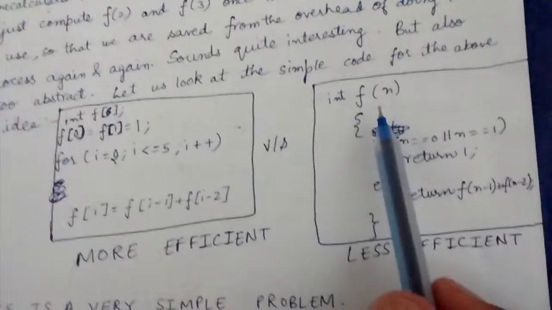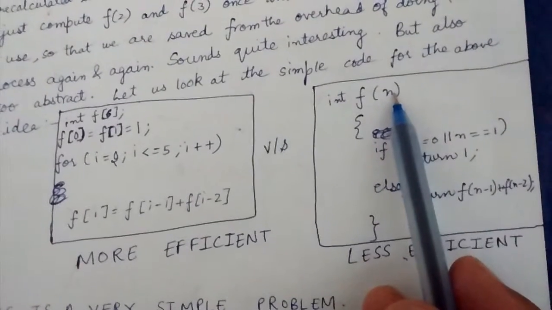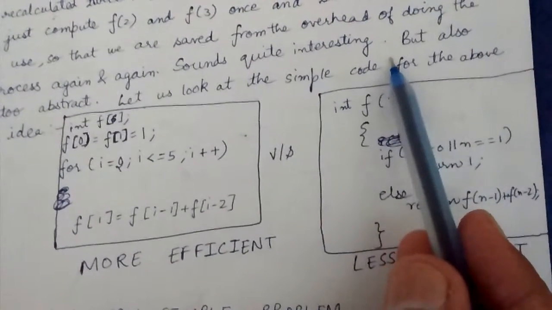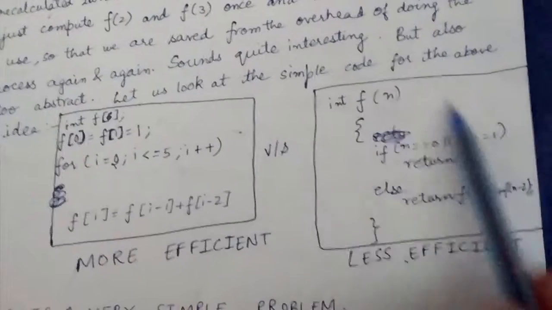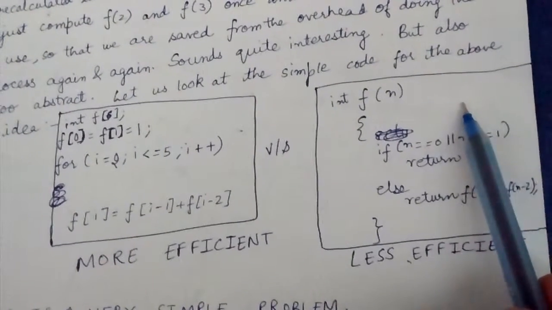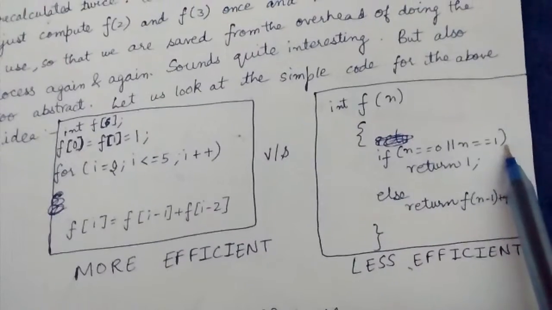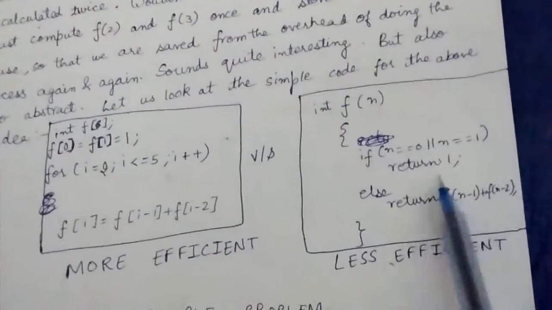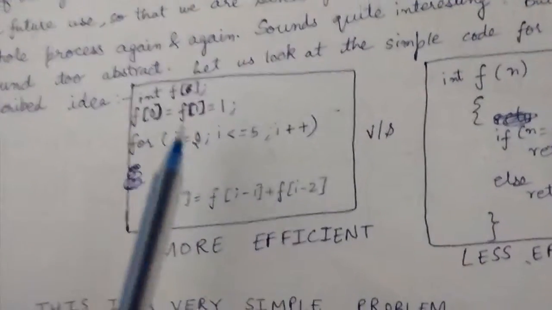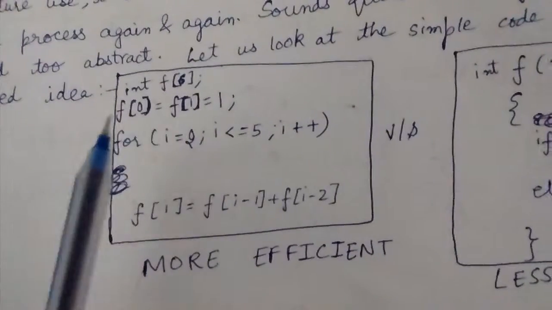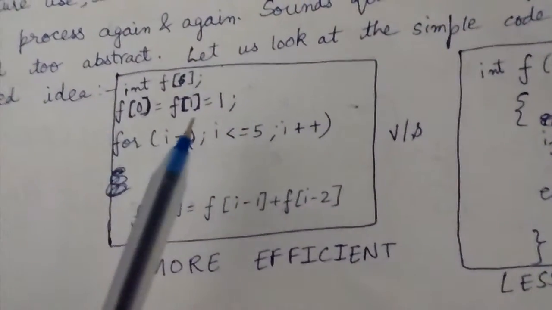But let's say my parent was f5, so it has also called f4, which will also call f3 and f2, so there also f2 is being called. So again those computations are taking place. But let's see this one. This is the iterative version of the same problem.